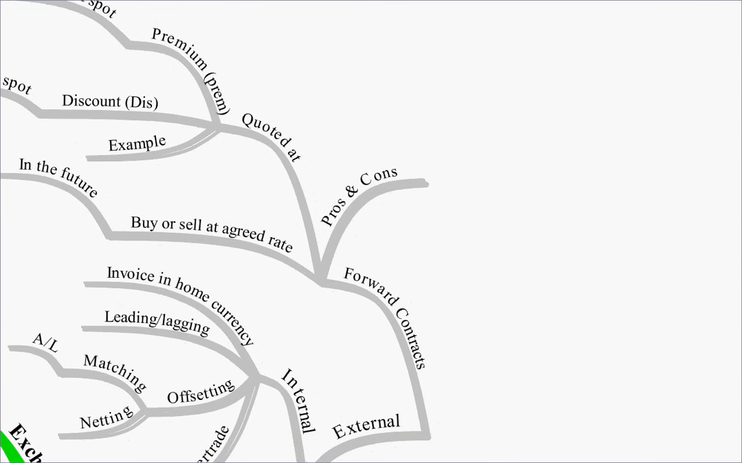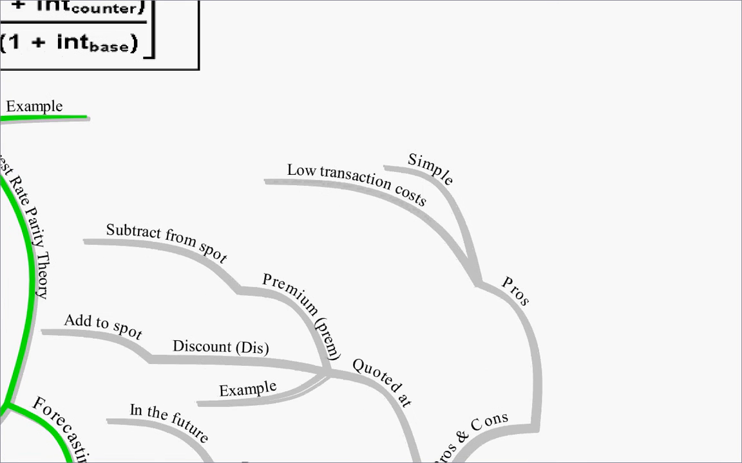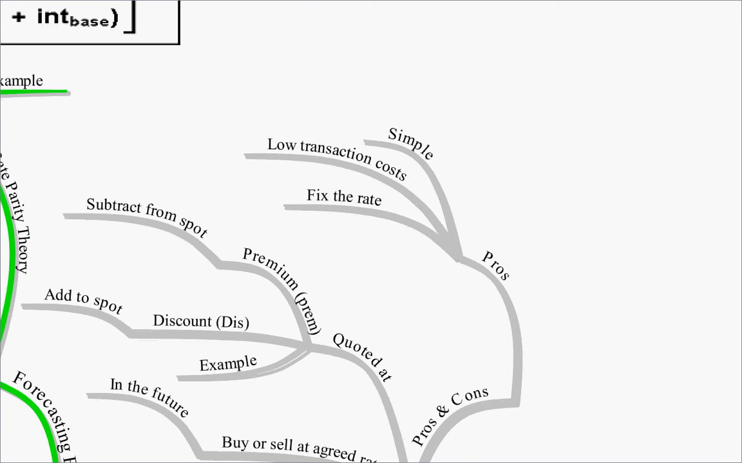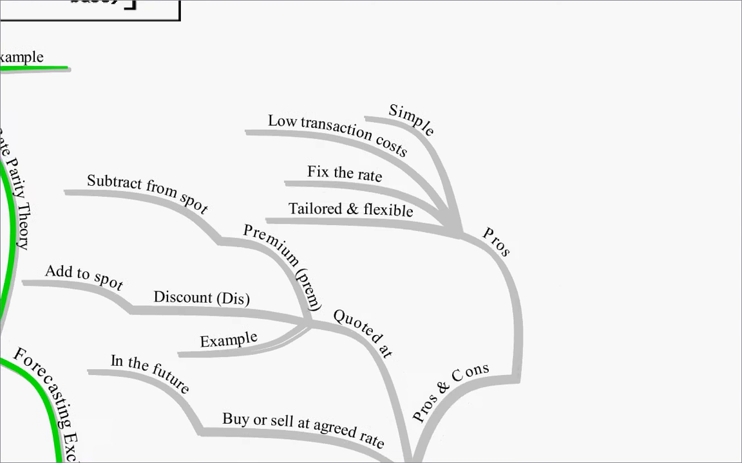So, the pros and cons of using a forward contract. Well, the pros are that it's simple. You fix that forward contract now, so you know what the rate you're going to get in the future is. It has low transaction costs in comparison to some of the other methods that we're going to look at. You fix the rate, as we said, and it can be tailored and is flexible. So you go to the bank, say how much you need, they'll arrange it for you and it's tailored to your needs.